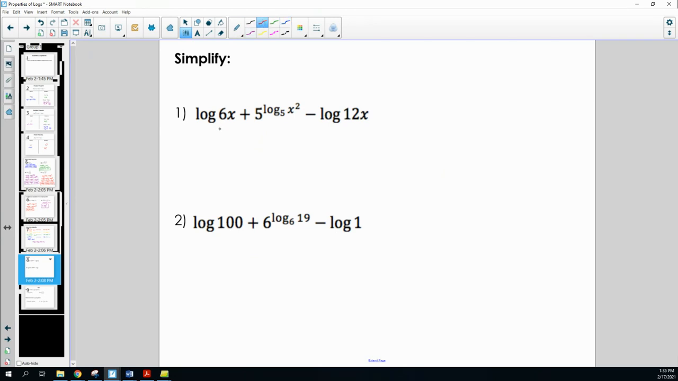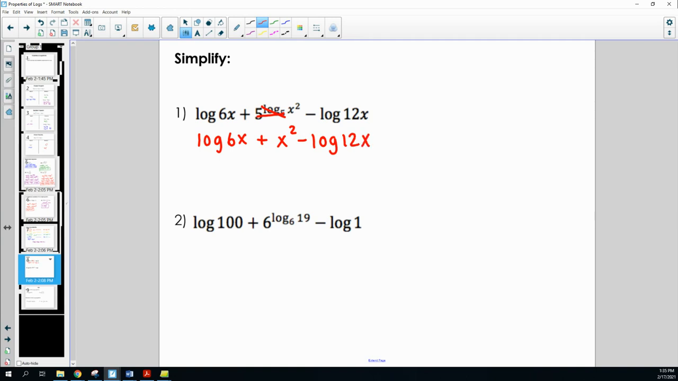Okay, so we have log of 6x plus 5 to the log base 5 of x squared minus log of 12x. We just want to simplify this. So I'm going to keep this as log of 6x. There's no property I can really use there. But this 5 to the log base 5 is going to pretty much cancel out. So that's just going to be x squared. And then minus log of 12x.